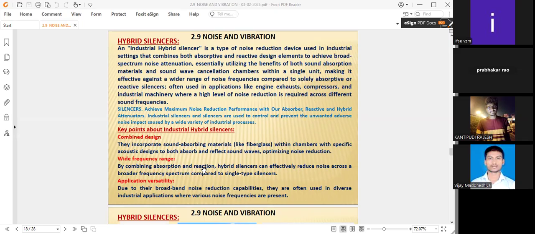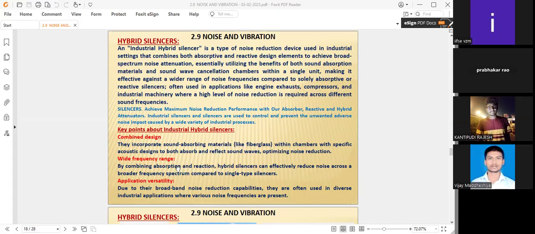At that higher frequency range, go for the combined reactive and absorptive design in the hybrid silencer. By combining absorption and reaction, a hybrid silencer can effectively reduce the noise across a broader frequency spectrum compared to a single type silencer. If you install only a reactive silencer or only an absorber, that is a single type silencer. But if you install hybrid silencers, it becomes both absorption and reaction.